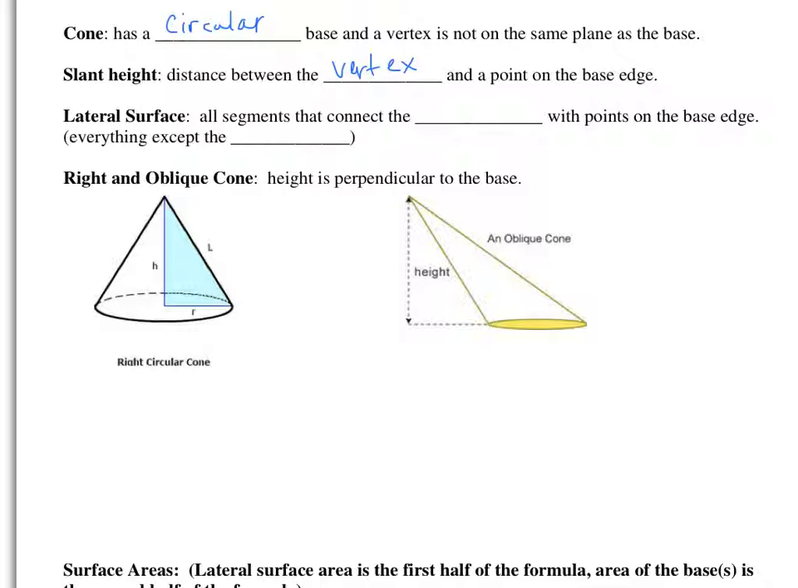Then the lateral surface is everything except the base. So all segments that connect the vertex with points on the base's edge, and remember it's everything except the base. A right and oblique cone, if you can tell by my picture, remember the oblique is just kind of slanted, but the height needs to still be perpendicular to the base, so straight up and down. And same thing here, it is straight up and down when we're finding the height.